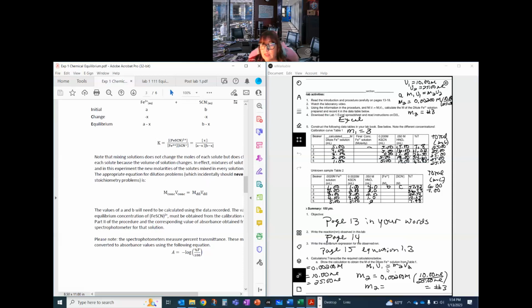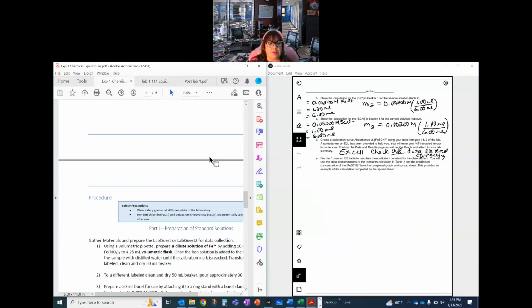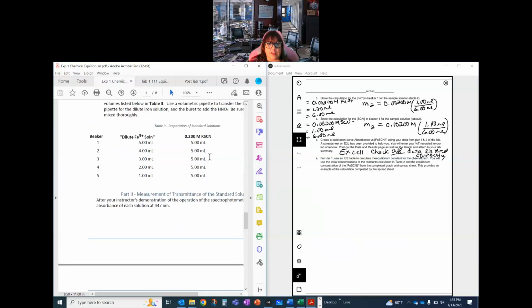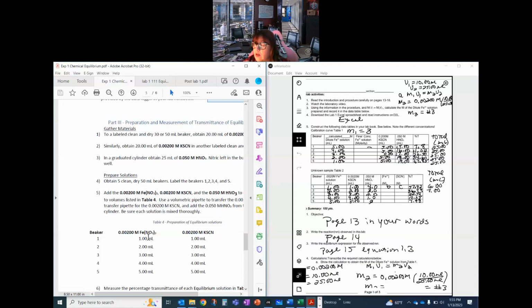Now we haven't finished filling in the tables yet. We'll get to that. When we go to the next page, we'll see we want to show the calculation of Fe3+ in beaker 1 for the sample solution, which is table 2. So this is the preparation of equilibrium solutions. I want to know what the iron concentration is in beaker 1. Now, that is the calculation that goes right here. So that first line where it says 1, we're looking for that number right there.